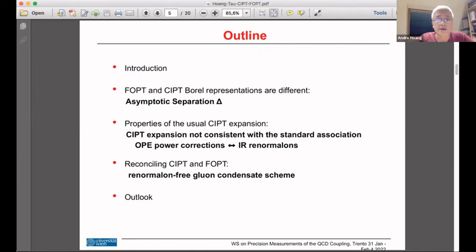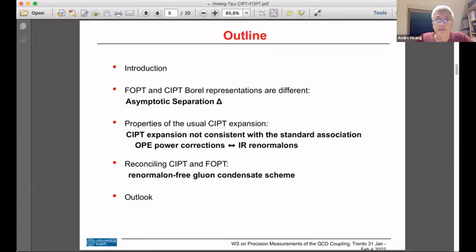So the radical statement is that the CIPT expansion, as explained earlier, is not consistent with the standard association of OPE corrections and infrared renormalons. And I try to convince you that this is in principle true. Again, whether it's relevant for the actual QCD series is a different question. But in principle, it's there. And the problem can be reconciled by a simple scheme change in the gluon condensate, which is very simple and very minimalistic. I try to explain that in the second part of my talk.